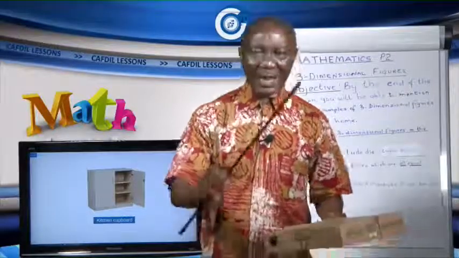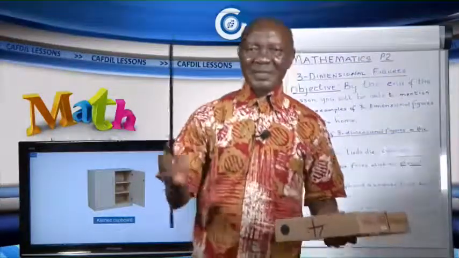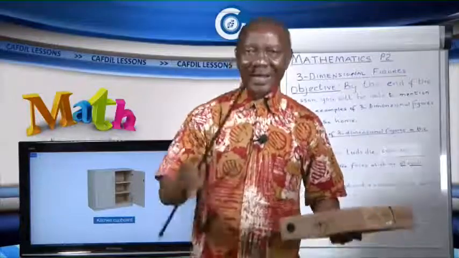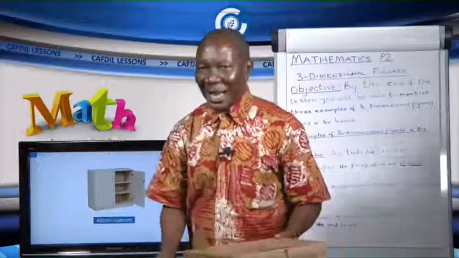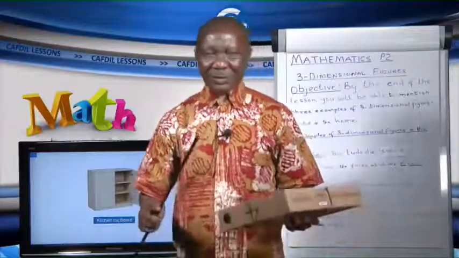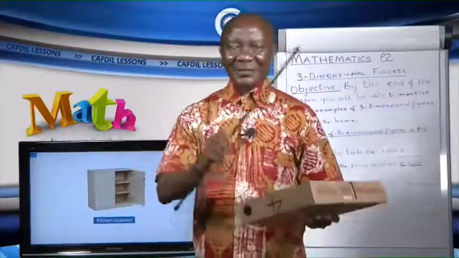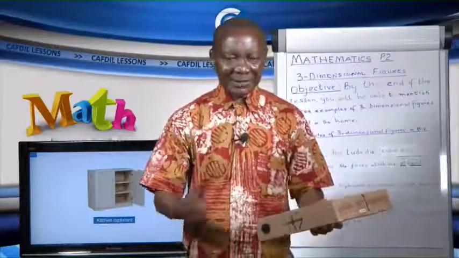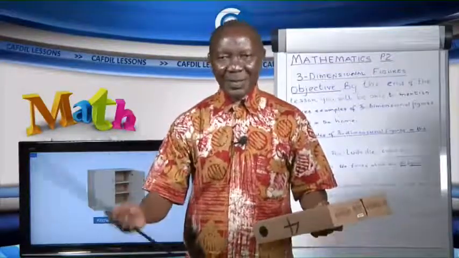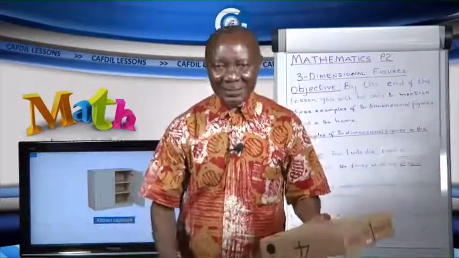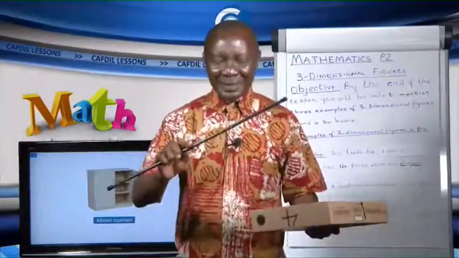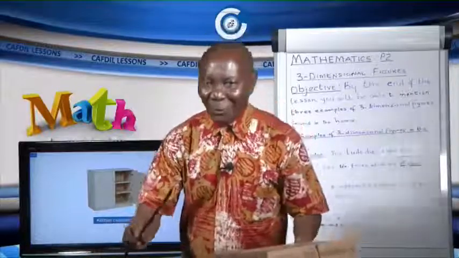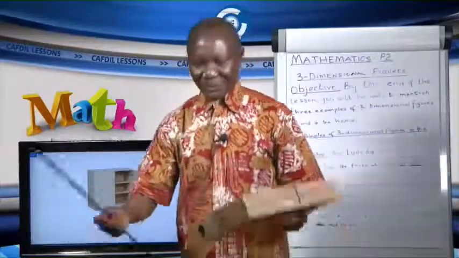1 and 2 are equal. Faces 3 and 4 are equal. Faces 5 and 6 are equal. So there are different faces. 5 and 6 are the same. 3 and 4 are the same. And 1 and 2 are also the same. But all the 3 pairs of faces are not equal.